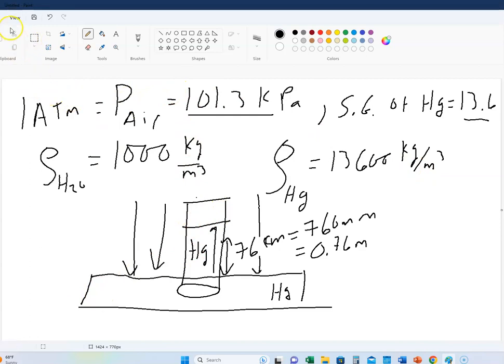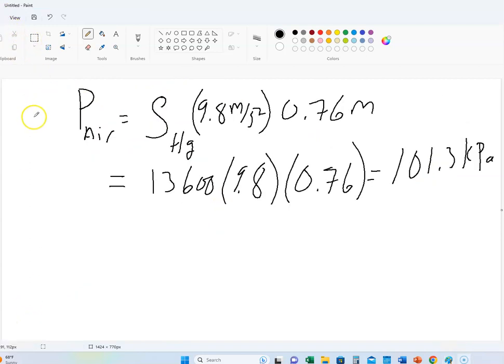All right, so that's what we're about to do. So continuing this problem, the pressure in the air is going to be the density of mercury, which we know to be 13,600, times the acceleration due to gravity on the surface of the Earth, which is 9.8, times the height that the mercury rises. And so when you multiply all that out, you get, let me just show you.